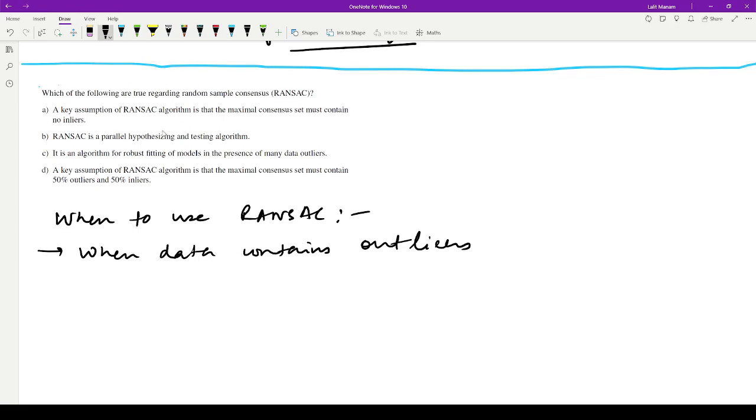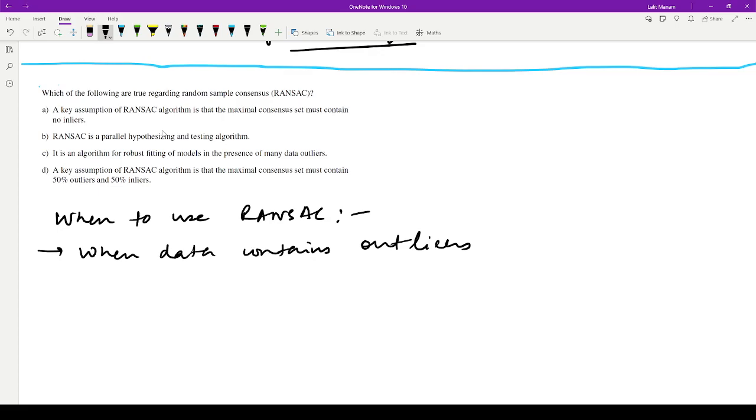Even for computing the projection matrix, if you're given 2D to 3D point correspondences, 2D meaning the image points and 3D meaning the actual scene structure points, you can use RANSAC to compute the projection matrix, even in the presence of outliers. So in real data, we do have outliers, right?